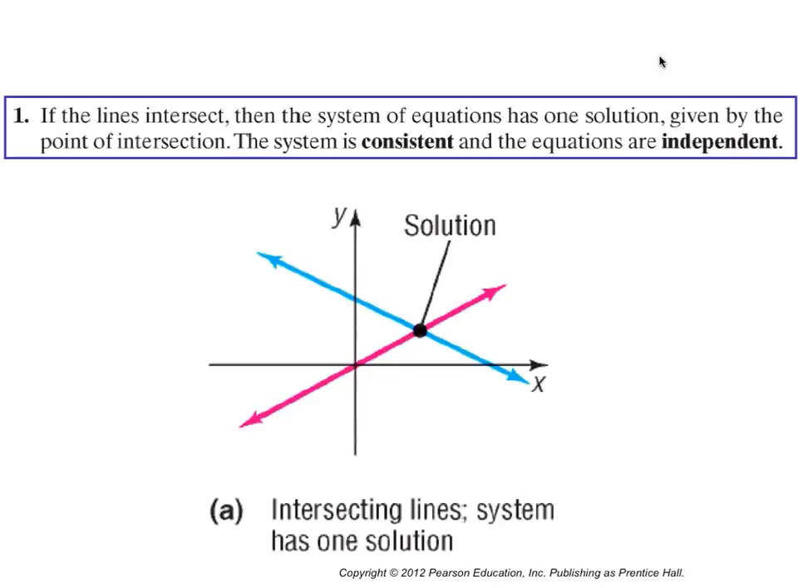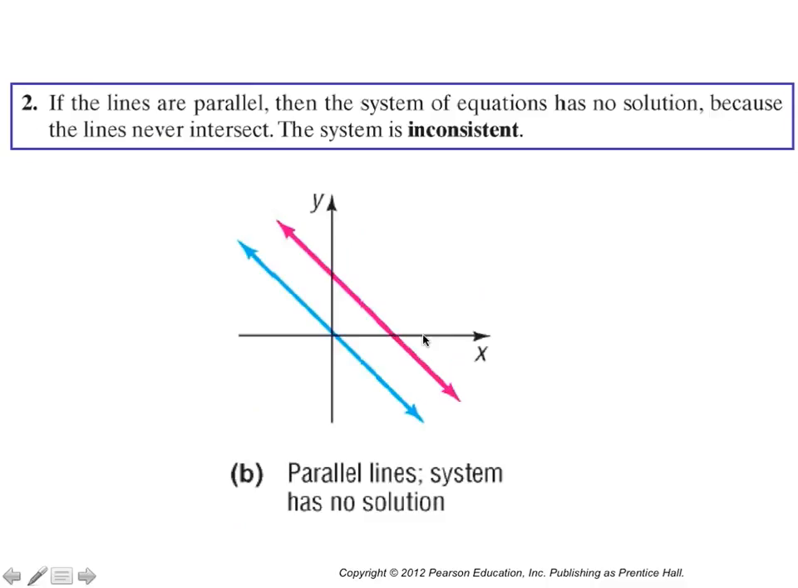So if you have two lines that intersect, then the system of equations has one solution given by the point of intersection. If you look at this pink and blue line here, your solution would be the point at which they intersect. This system is considered consistent, and the equations are called independent. So intersecting lines: the system has one solution, it's consistent, and it's independent.